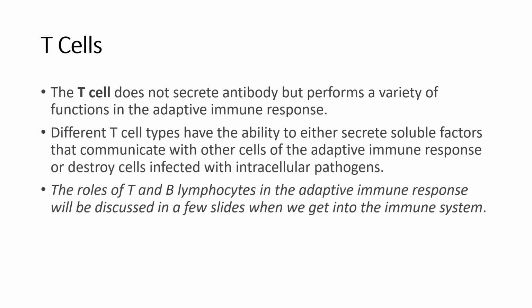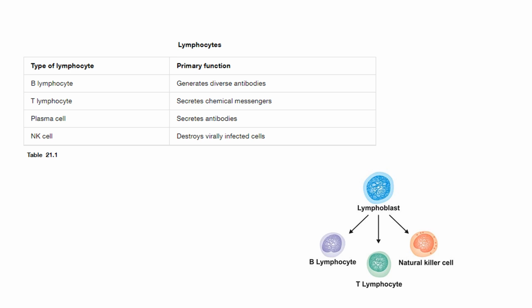T cells do not secrete antibodies but perform a variety of functions in that same arm, the adaptive immune response. Different T cells have the ability to either secrete soluble factors that communicate with other cells of the adaptive immune response, or to destroy cells directly, those that are infected with intracellular pathogens or perhaps are cancerous. The roles of T and B lymphocytes in the adaptive immune response will be discussed in a few slides when we cycle back to the immune system. Okay, so this little table here just talks about the various types of lymphocytes and what their primary function is.